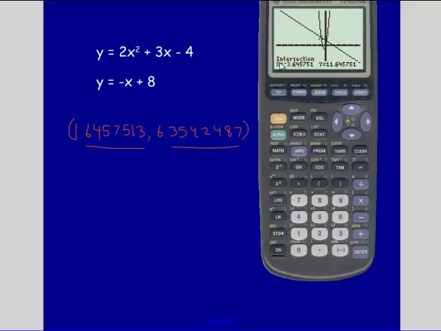And I've got my second answer, negative 3.645751, comma, 11.645751. Write that one down, and we got our 2 answers, and we are going to move on to the last system.